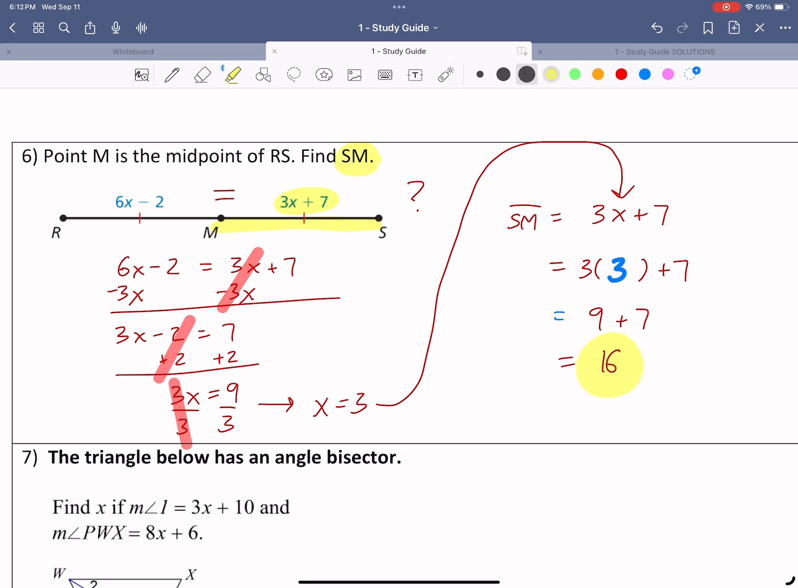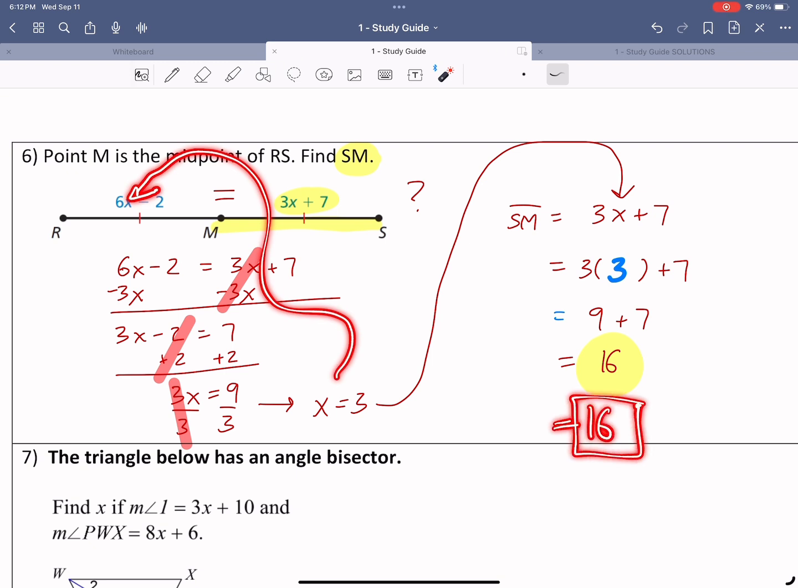And did it matter which expression you plug it into? Not really. I mean, this is how you check your answer, actually. If you plug it back into this other expression, you should also equal 16. And you have my word that if you were to do that, you do get 16 because, again, at the end of the day, it's the midpoint. Both segments on the left and right should be equal to each other, congruent.